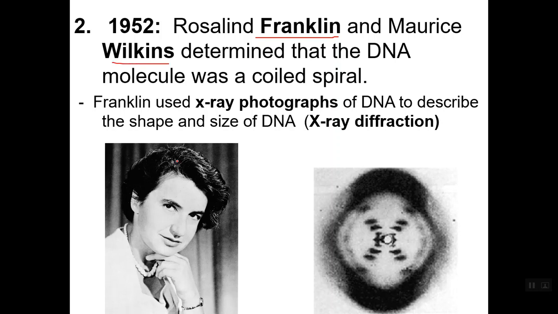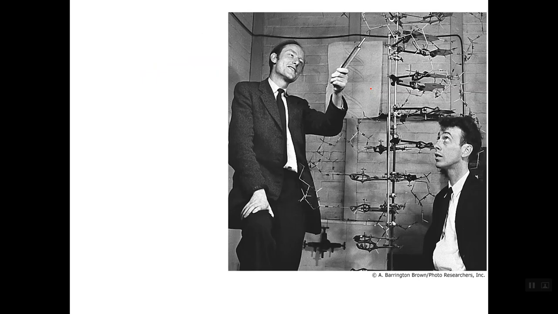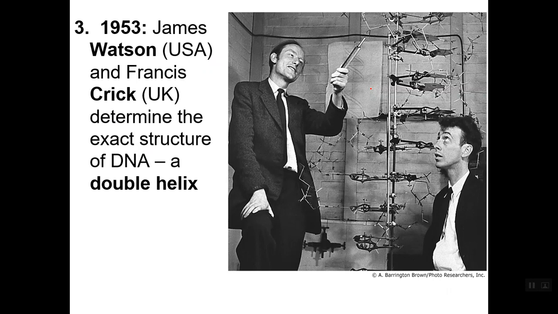Wilkins was her grad student, so this is actually Franklin here in the picture. But this is the picture that she took, and based off this information, to me and to you, it probably just looks like the letter X. But they know what they're doing, and this actually told them that DNA was coiled. It was a coiled helical molecule that Watson and Crick then used to build their physical model of DNA, and they were actually the ones, for better or for worse, that ended up winning the Nobel Prize for it.